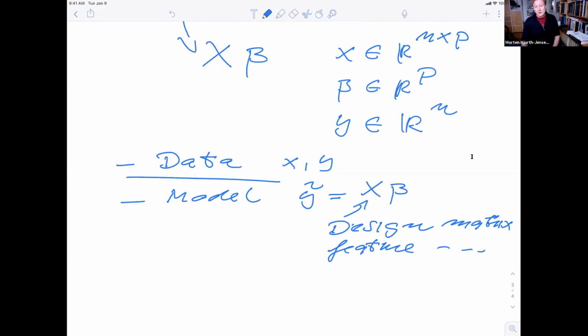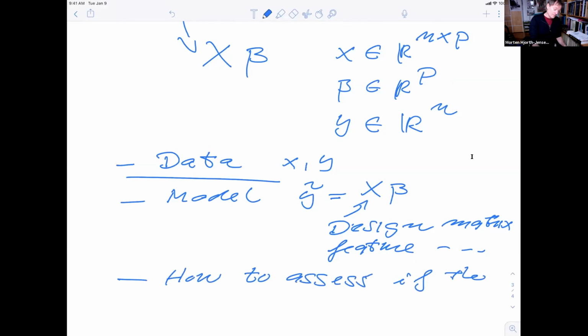Then the next point is, how do we assess the quality of the model? That goes back to some of the questions which we had in the chat here. So how to assess if this is a good model, if the model is good or not.